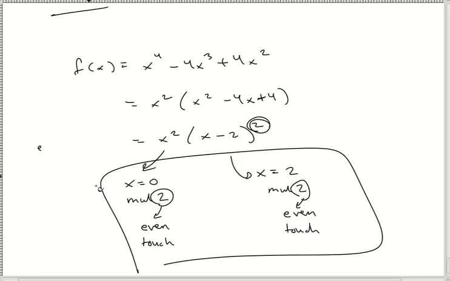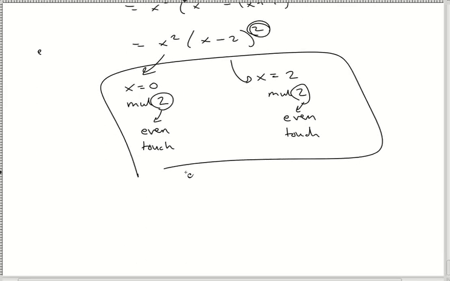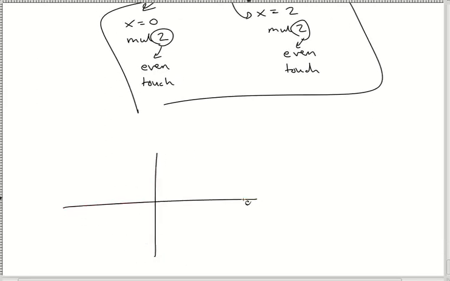End behavior. Let's do one last end behavior. Right here, positive, even. And so end behavior is going to rise on the left and rise on the right. Again, positive means up, even means the same direction. So there we go. Let's graph this thing.